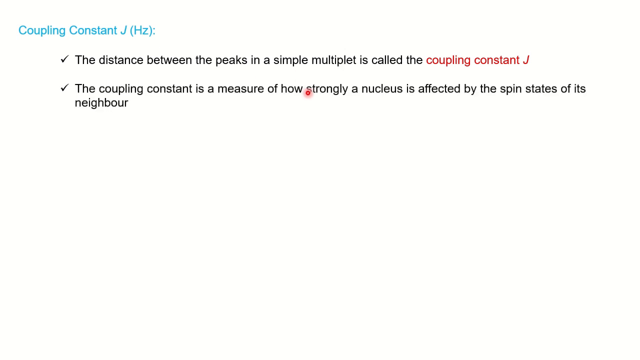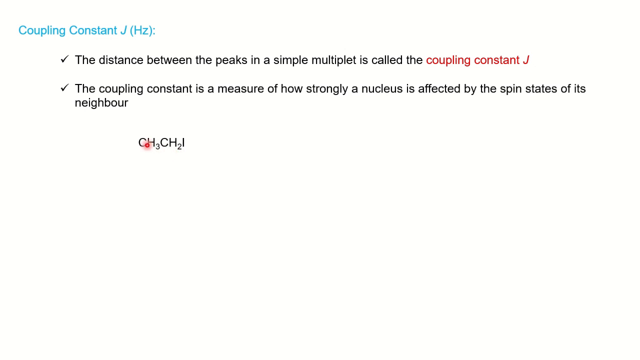So the next statement is, the coupling constant is a measure of how strongly a nucleus, here we are talking about proton, how strongly a proton is affected by the spin state of its neighbor. How strongly a proton is affected by its neighbor means neighboring protons. Under proton NMR the spin transition occurs, so spin is going to be affected. You can consider these two statements under the definition of coupling constant, and we will understand this by taking ethyl iodide as an example.